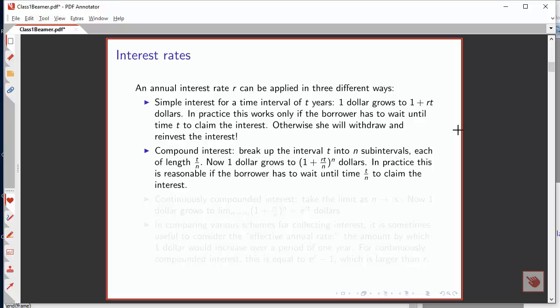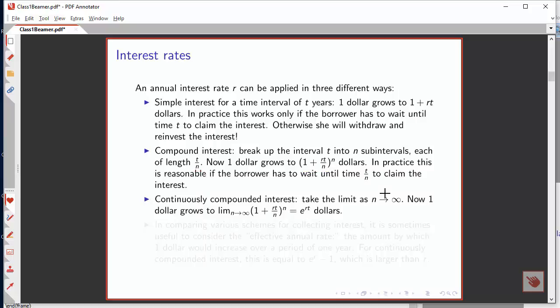And that brings us to compound interest. We could break up our interval into n subintervals. Each of those will, of course, have a length t over n. In one subinterval, the balance will be multiplied by a factor of 1 plus r times t over n. And since this will happen n times, we have to raise that to the nth power to figure out the final amount to which the original deposit has grown. As long as you can say the borrower can only collect the money on the first day of the month or something like that, this is perfectly reasonable.